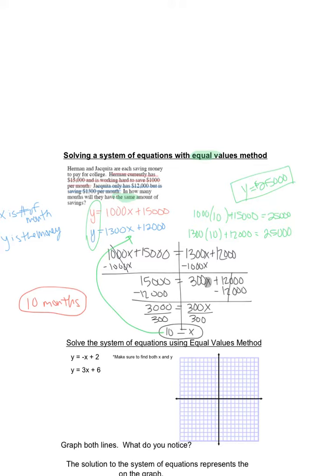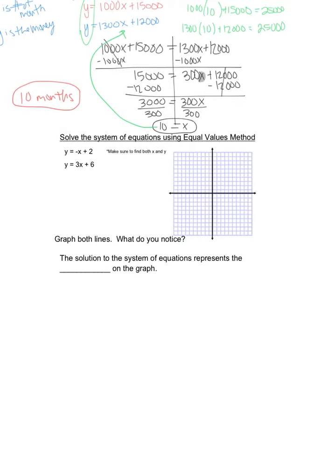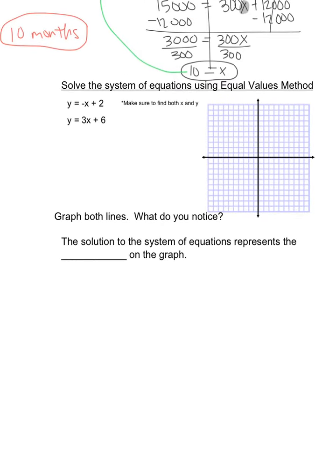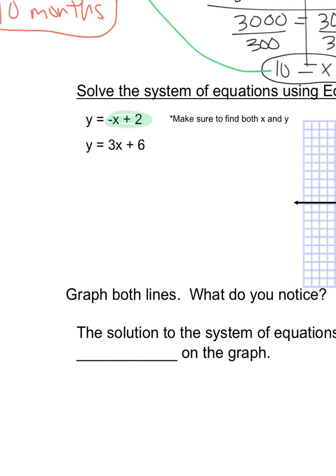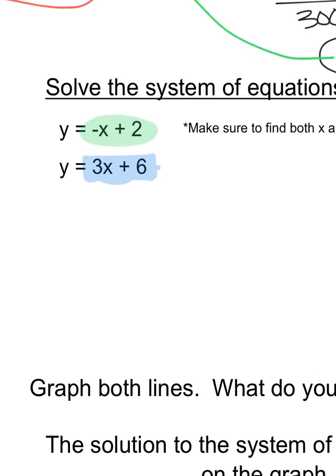I'll do one more example of the equal values method. Solve the system of equations using the equal values method. So we take both equations. First equation, negative x plus 2. Second equation, 3x plus 6. Since they're both in y equals form, we can set the two equations equal to each other. So negative x plus 2 equals 3x plus 6. And we're going to solve for x.